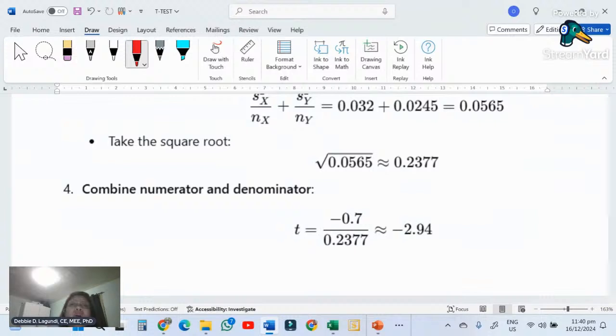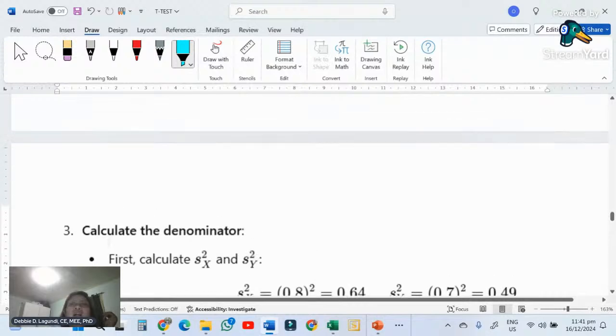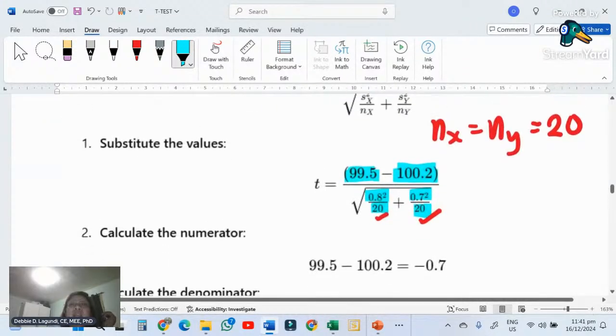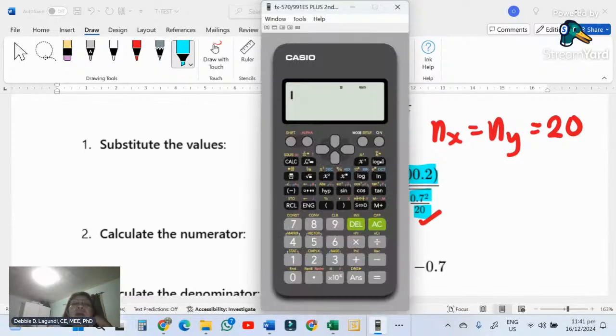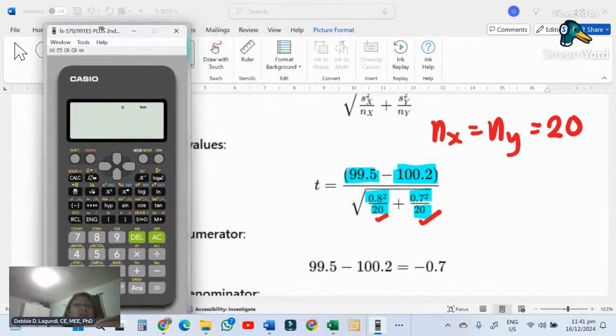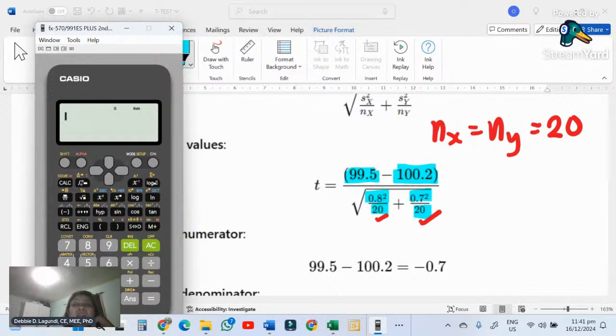Okay, now from the calculation you have negative 2.94. Let's see if we can get that value. Let's pull out our emulator here and see how I'm going to do it directly from the calculator. Okay, so let's start from a fraction and then open bracket. You just have to type as how it's being shown in the formula, 100.2, and then close.